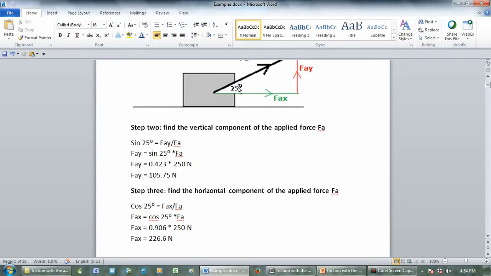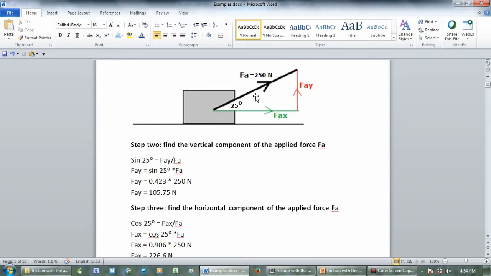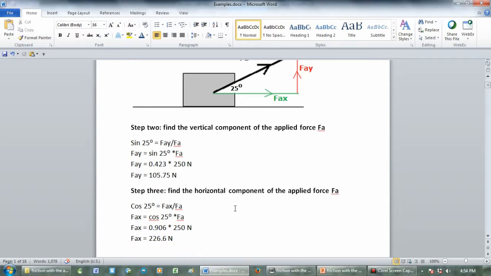Step 3. Find the horizontal component of the applied force. Cosine of the angle of inclination equals the side adjacent Fax over the hypotenuse, the applied force Fa. Cross multiplying, Fax equals the cosine of 25 degrees times Fa. Fax equals 0.906 times 250 newtons. Fax equals 226.6 newtons.